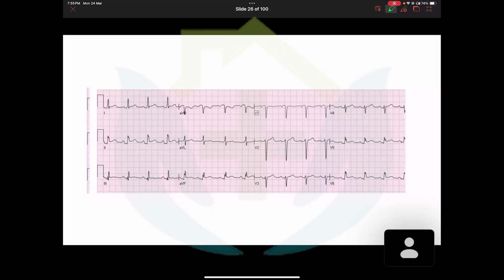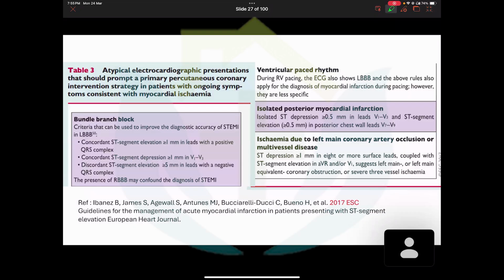Okay, I can see leads inferior, lead 2, lead 3, and AVF show ST elevation. So yeah, it's an inferior wall MI, right? Yeah. Okay.